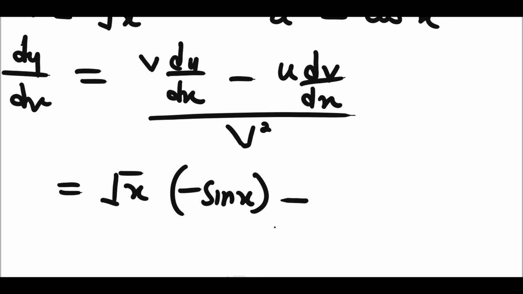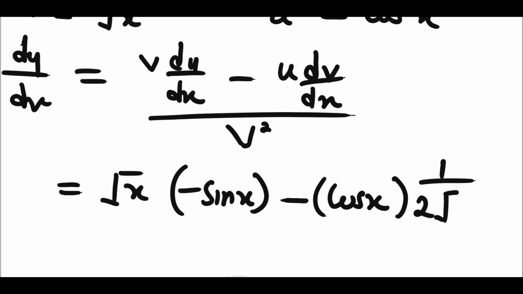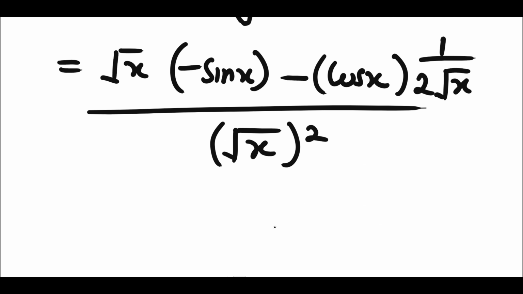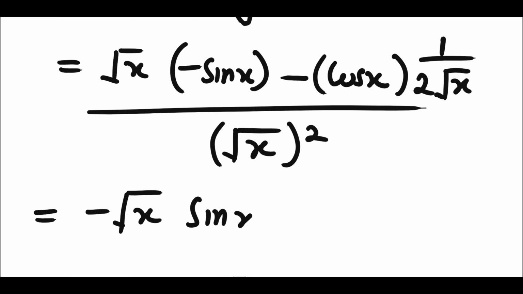Minus our u. Our u is cos x, multiplied by dv/dx. Our dv/dx is 1 divided by 2 multiplying the square root of x. Then everything will be divided by v squared, and we'll have our v to be square root of x, so square root of x squared. All right, let's continue. Now, square root of x times negative sine x will give us negative square root of x. Okay, we have negative square root of x, then sine x.